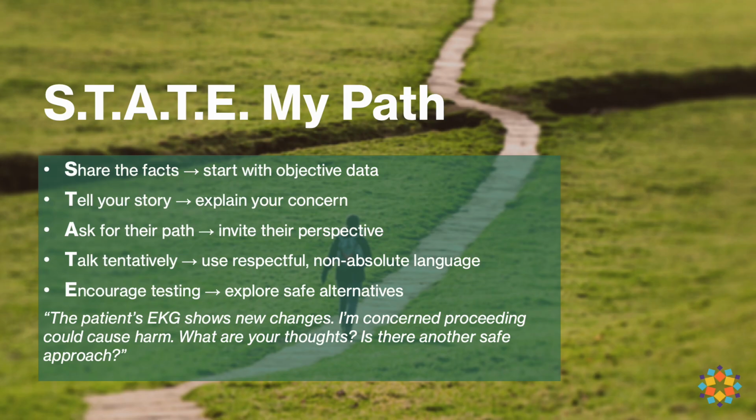S.T.A.T.E gives us a roadmap for speaking up in a way that's structured and respectful. Here's how we use it in practice. First, share the facts. Start with objective, undeniable data. Second, tell your story. Explain your concern based on those facts. Third, ask for their path. Invite the other person to share how they see it. Fourth, talk tentatively. Frame your point with respect, leaving room for dialogue. And finally, encourage testing. Explore alternative paths together to find the safest way forward.